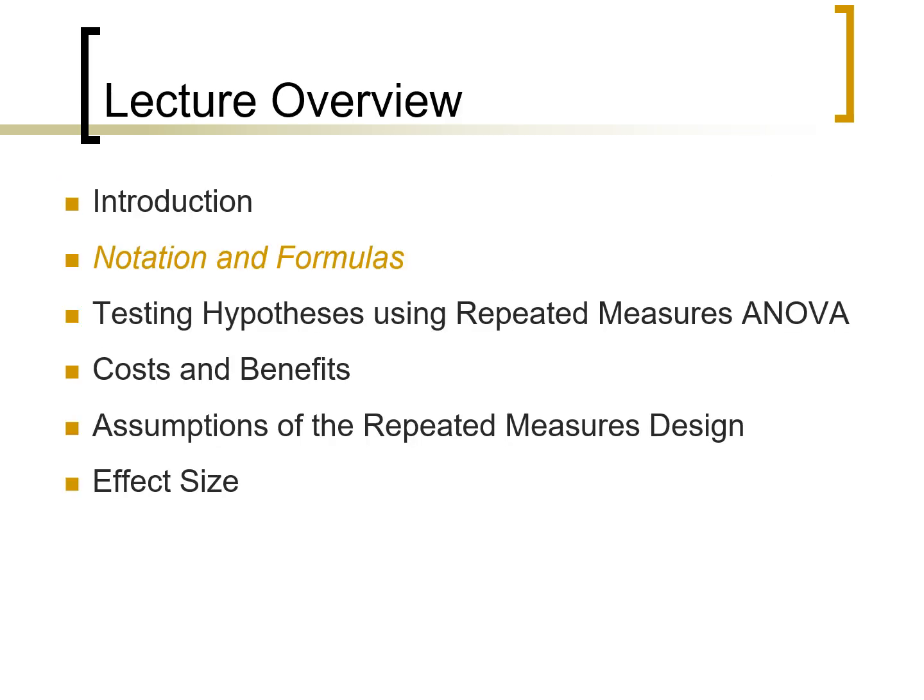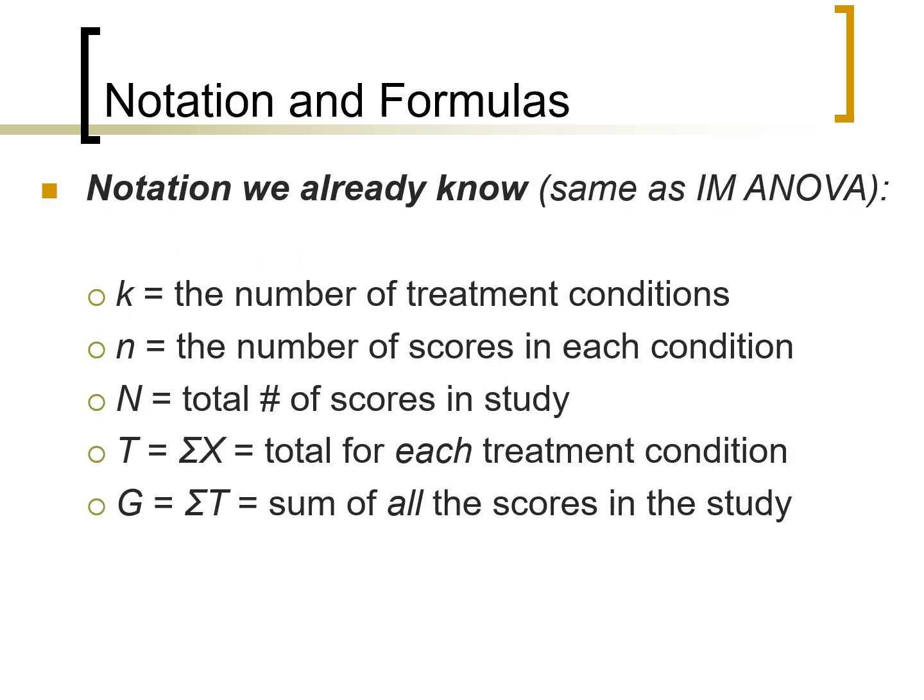So of course we're going to have to review some formulas, but also introduce some notation and formulas that are slightly different. I wouldn't say any more scary, just a little different. So we already know these basic components. This is a complete review from the independent measures ANOVA, or between subjects ANOVA.